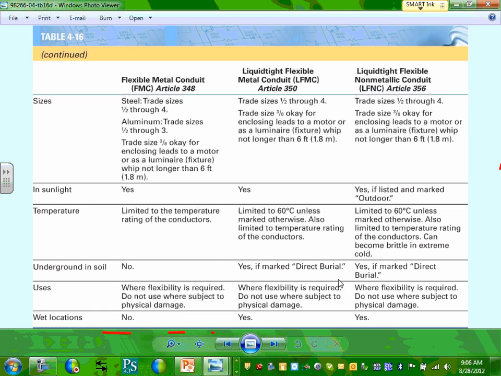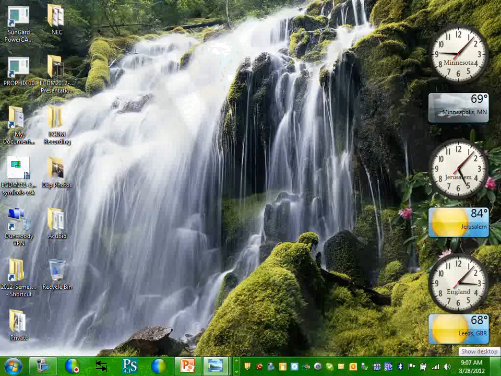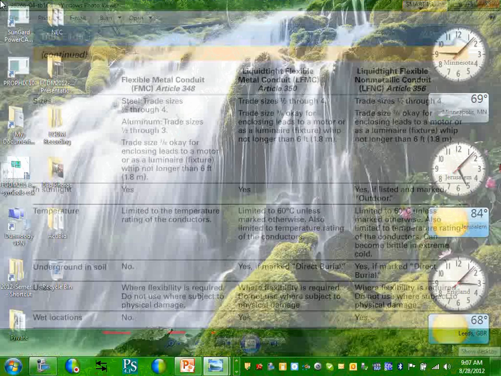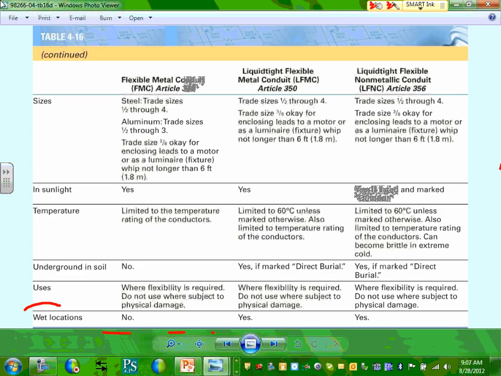Temperature that they're rated for. The non-metallic is 60. Underground uses permitted. Wet location. Here's wet location. That's my favorite one. Can I use them in wet location?